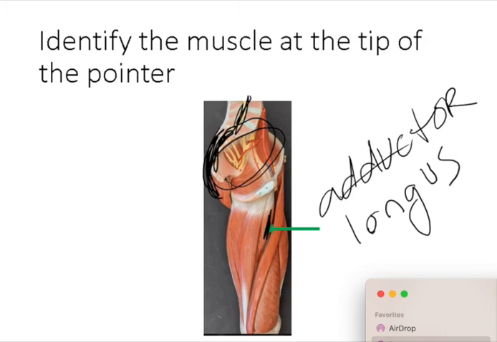To adduct something is to bring it into the midline. Like if you bring your arm down, that's adduction. Abduction would be bringing it up to the top, adduction back to the body. So adding it back to the body, adduction. We can adduct our thigh. If you move your thigh in, that's adduction. Moving it out is abduction. So these muscles in the inner thigh adduct.